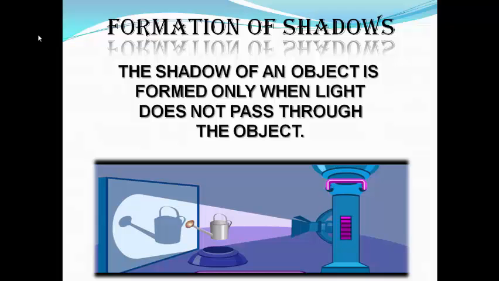Now we will look at what a shadow exactly is. If an opaque object comes in the way of a light source, light does not pass through it. As a result, the light does not reach the wall or any other surface on the other side of the object. That part remains dark. The dark part is called the shadow of an object. The kind of shadow it forms depends upon the relative distance between the source of light, the object, and the surface or the screen on which the shadow is formed.